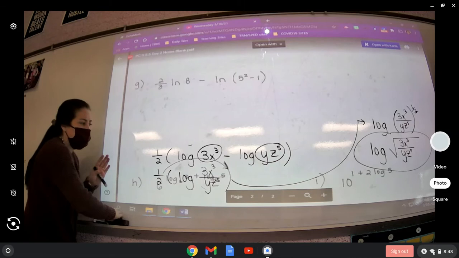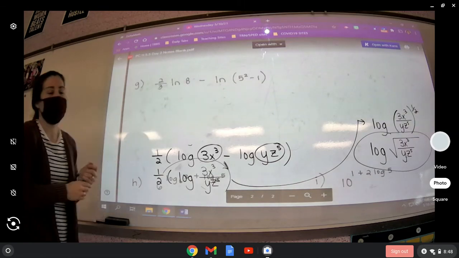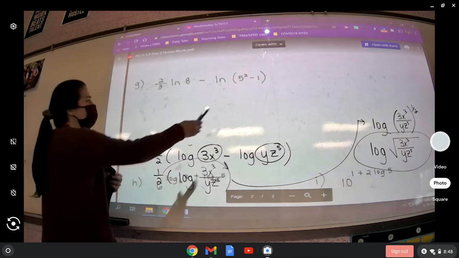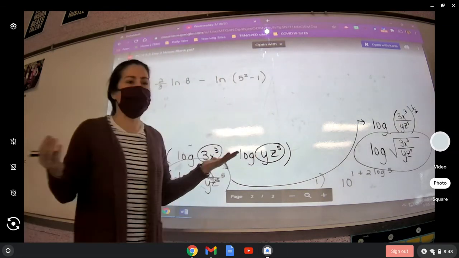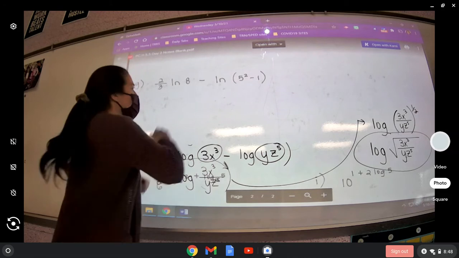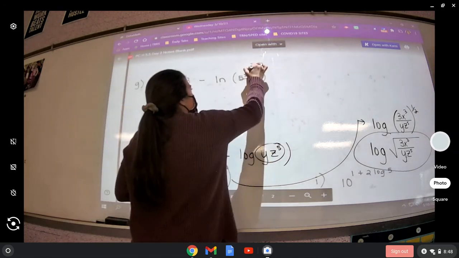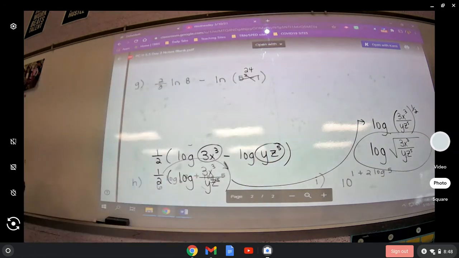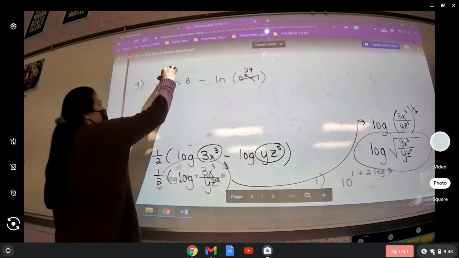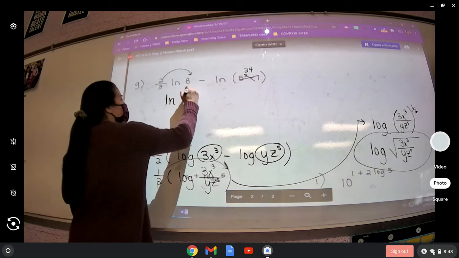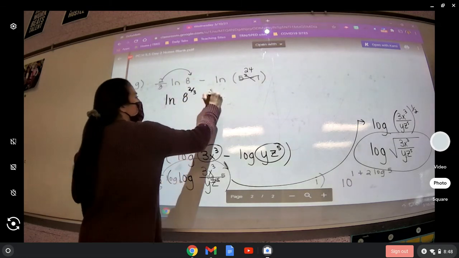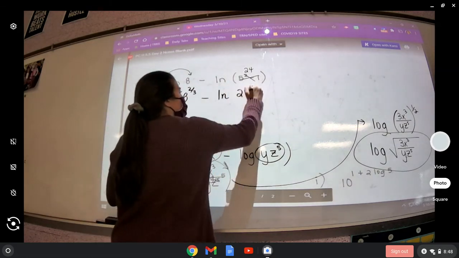I'm going to leave that just in case anybody's still writing, but at least I can start up here right now. All right, guys, right away I see these parentheses, and it's just silly stuff. 5 squared minus 1, guys, that's 24. It's 25 minus 1. It's literally 24. So let's clean that up right now. All right, 2/3 I know can go back up as an exponent, right? So that'll be the natural log of 8 to the 2/3 minus the natural log of 24.